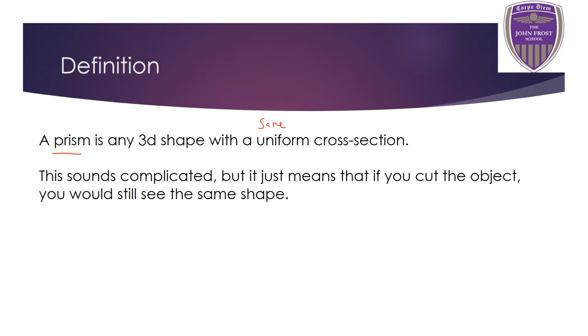That's why it's called, for example, a school uniform, because everyone wears the same thing. And the cross-section of a shape is basically a flat face of a shape. I'll explain now. This sounds complicated, this definition, but all it means is that if you take an object and cut it somewhere, you will still be seeing the same shape as before you cut it. Let me show you some examples of prisms so we see what's going on, okay?